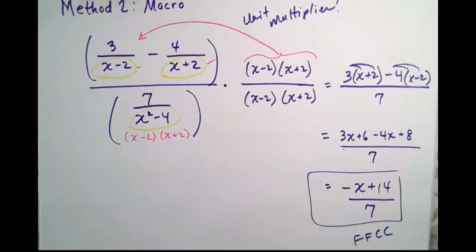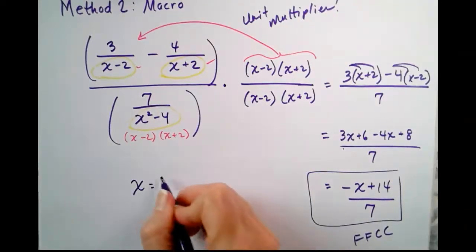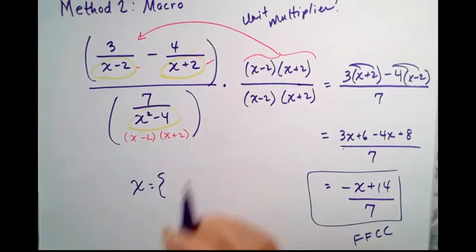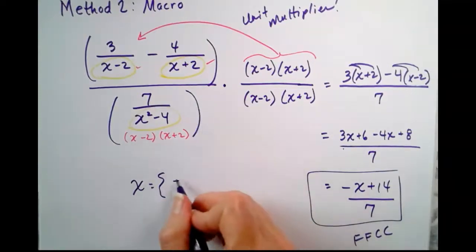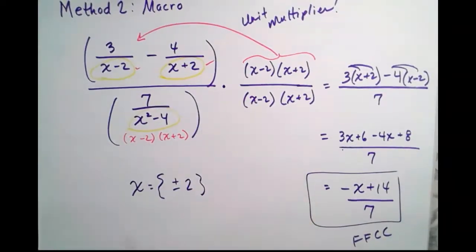Now on the previous problems we had multiple variables, so we would not be worried about a domain restriction. But in this one, everything's in terms of x. So our domain would have some restrictions here, and those restrictions would be plus or minus 2. So domain restrictions, simplified result, that is simplifying complex fractions.